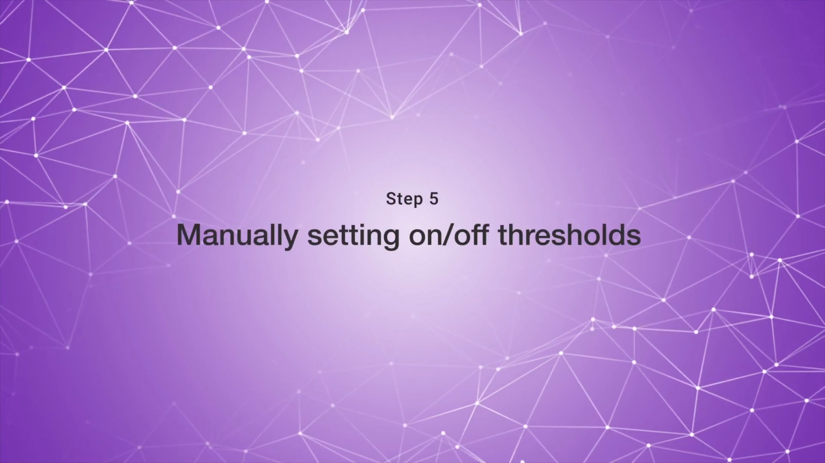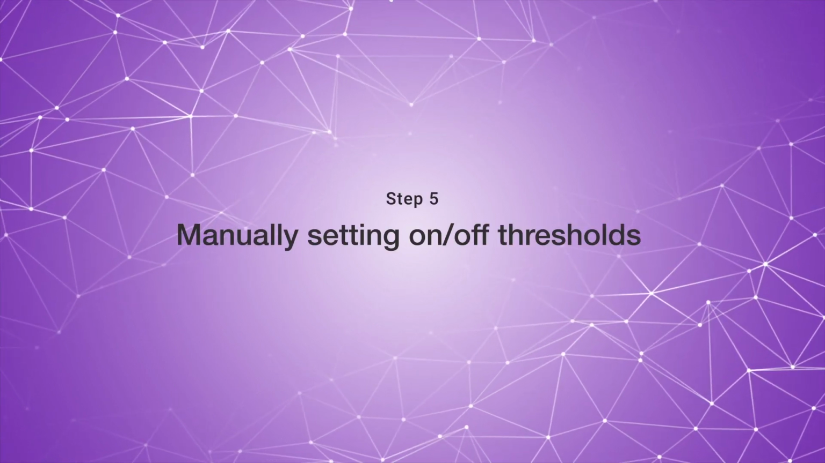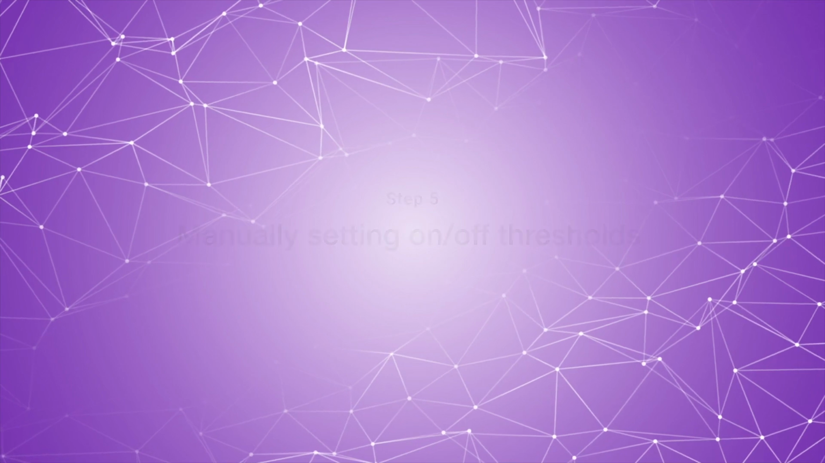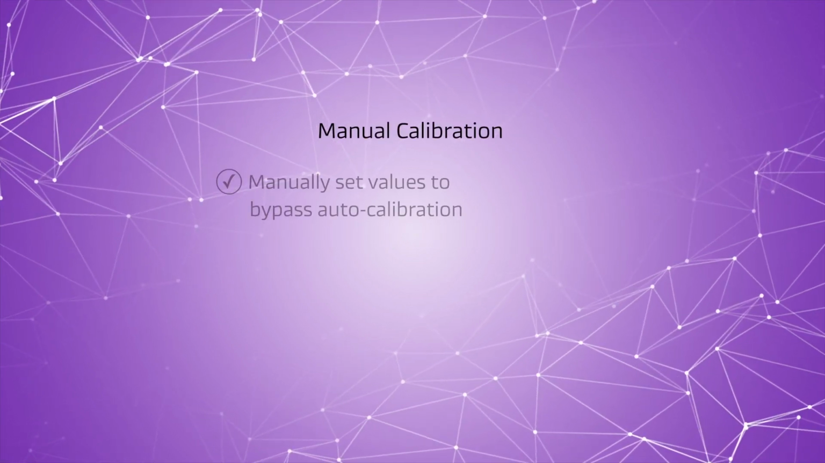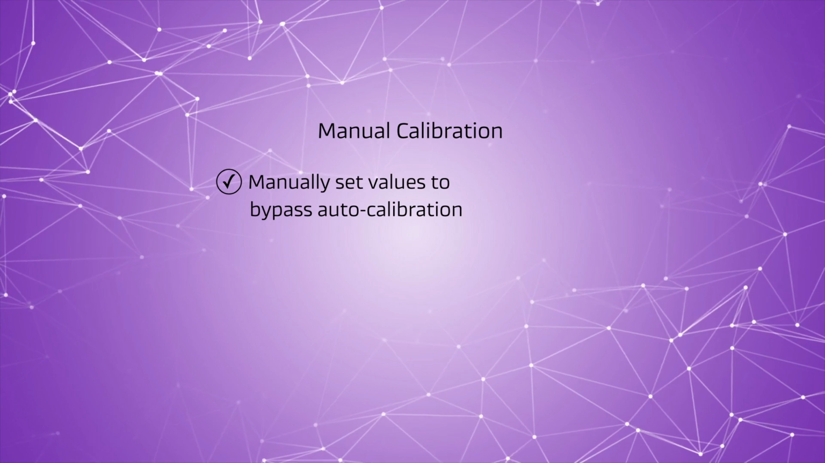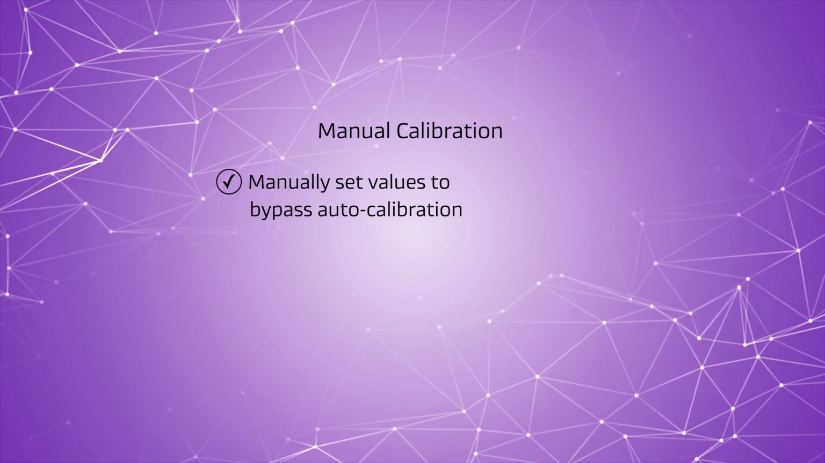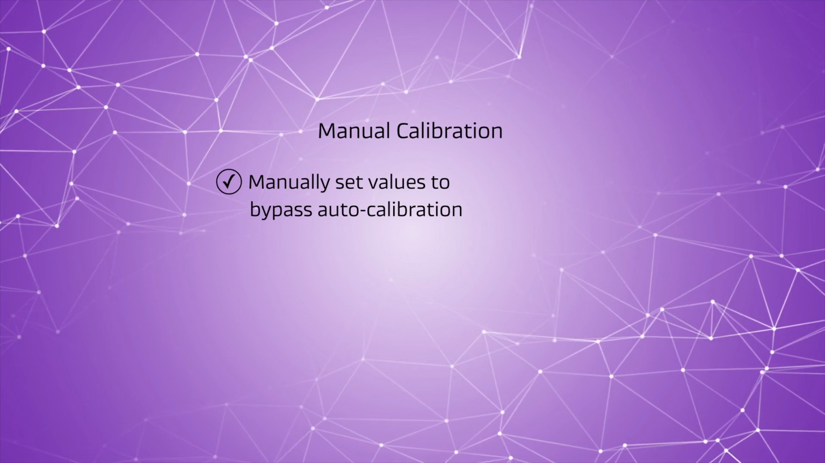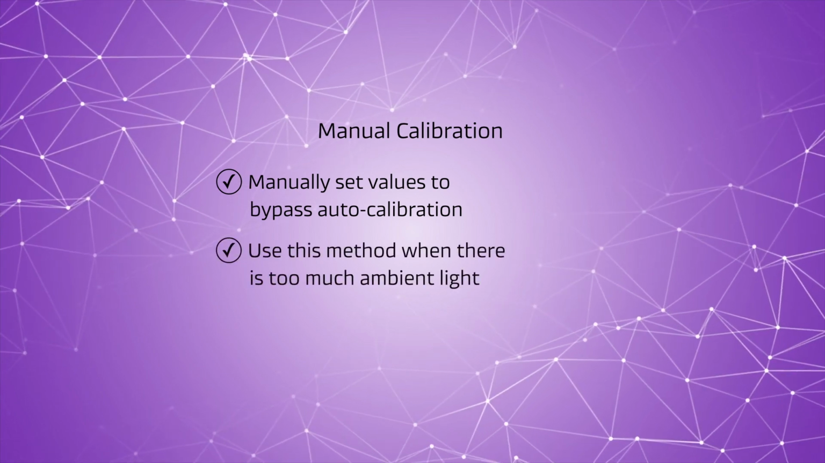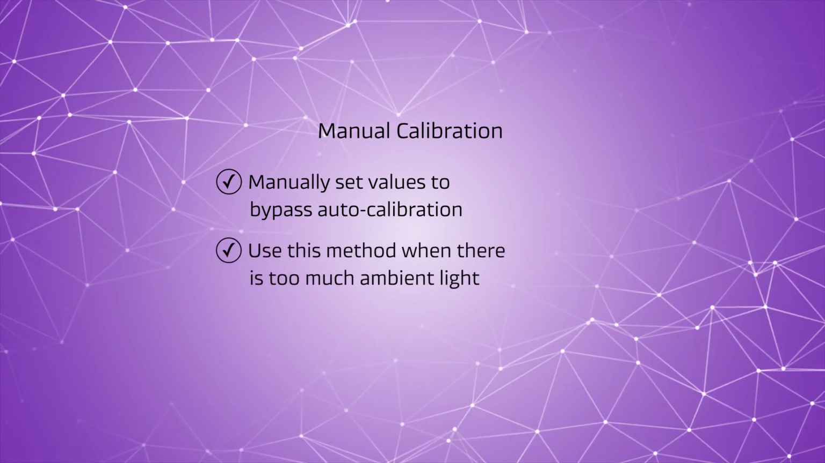Step 5. Manually setting on-off thresholds. If auto-calibration fails or you prefer more control, you can manually input the on-off thresholds. Press the Send button to manually set the foot candle values for the on and off thresholds, bypassing auto-calibration. This is useful when there is too much ambient light or the auto-calibration process fails.